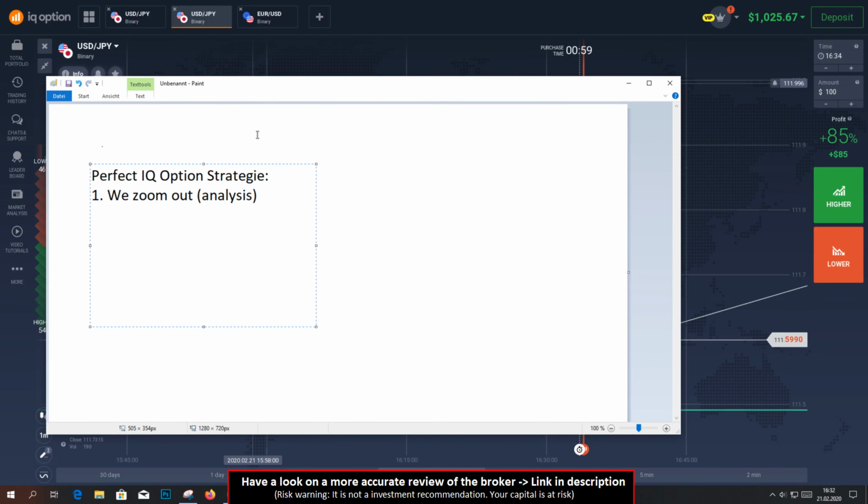So let's come to the rule set, and I will show you exactly what you have to do for the perfect IQ Option strategy. First of all, we zoom out and do an analysis, and it is very important to zoom out to get a nice overview of the chart. Then we are searching for highs and lows. This is very important, to search for a nice high and a low. I showed you how a high and a low should look.